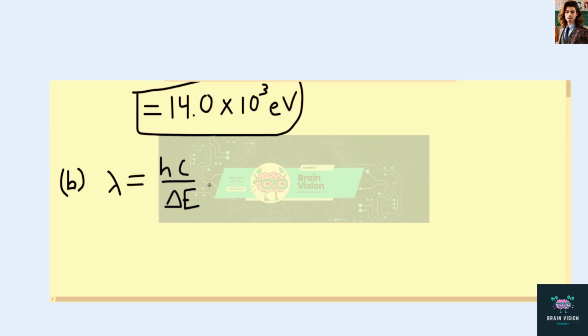The speed of light is in meters per second, and then the delta E value from above gives us a wavelength of 8.88 times 10 to the minus 11 meters. We can box that in as our solution for B.